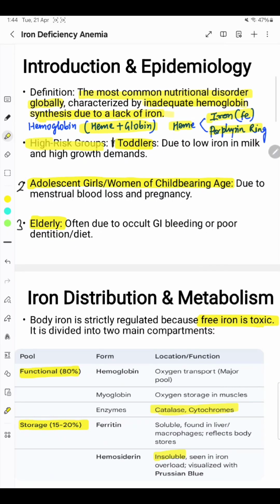There are certain high risk groups in which there is a high chance of development of iron deficiency anemia. First is toddlers or children, due to low iron in the milk and high growth demands in this age group. Second group is adolescent girls and women of childbearing age due to blood loss in menses and pregnancy.